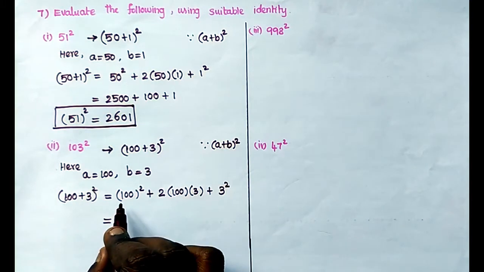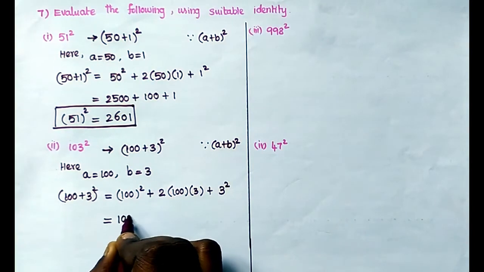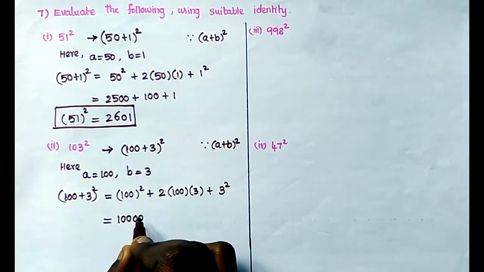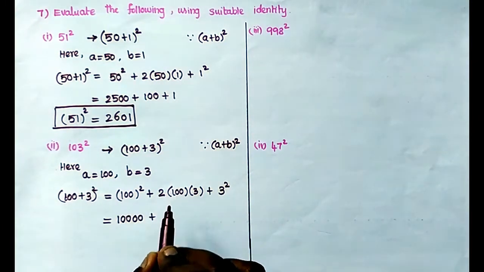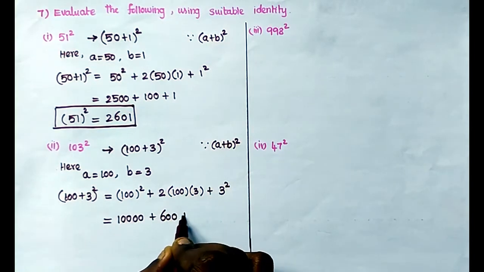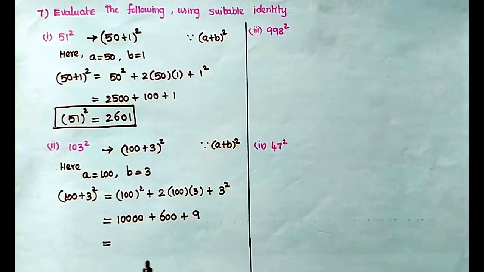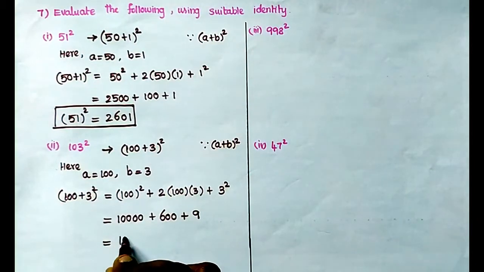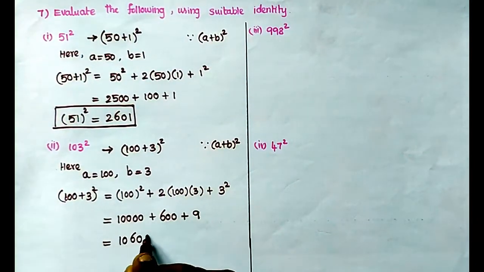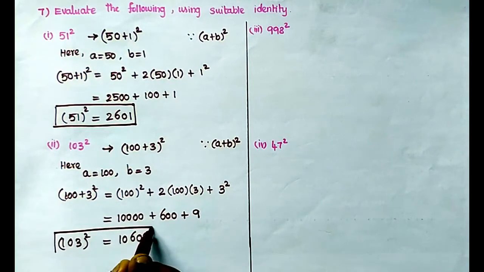Now simplify that. 100 squared, that is 100 into 100, we get 10,000, plus 2 3s are 6, 6 into 100, 600, plus 3 squared, that is 9. So add this and we get 10,609, that is the 103 whole squared. Answer.